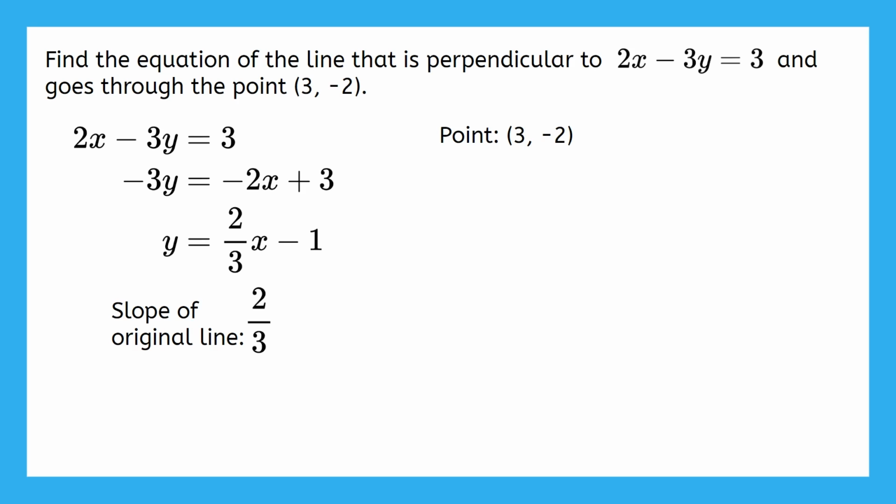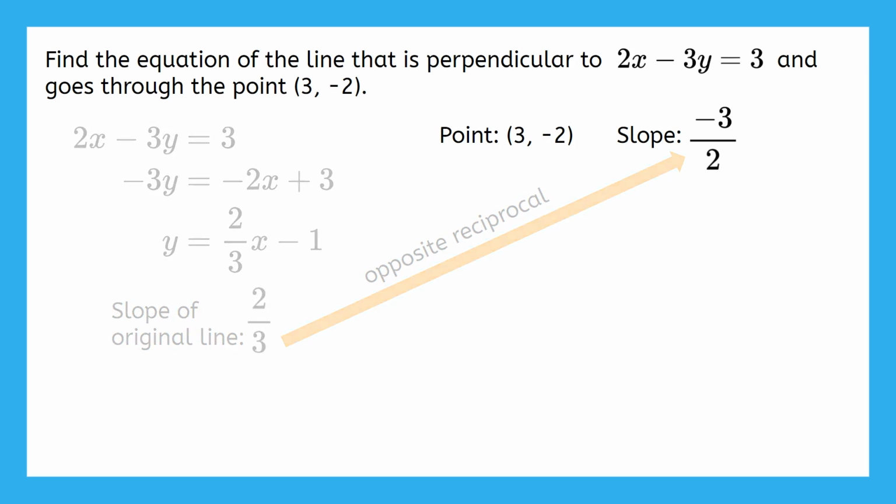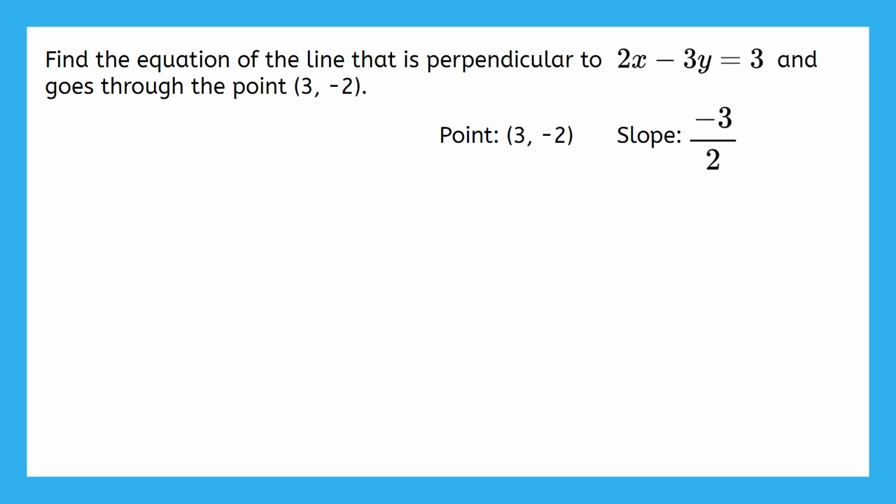Okay, so we have the point 3, negative 2, and the slope is 2/3. Hold on. 2/3 is the slope of this line. We want the slope that is perpendicular to this. So what slope should we use to write our equation? Negative 3/2, since perpendicular lines have opposite reciprocal slopes. Whew, that was a close one. Now that we have a point and a slope, we can write our final equation.